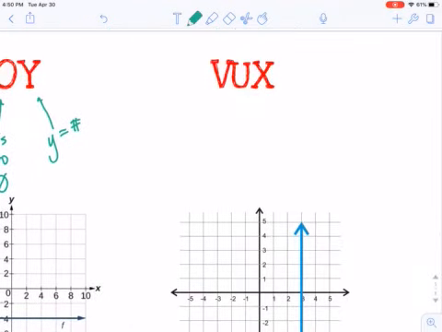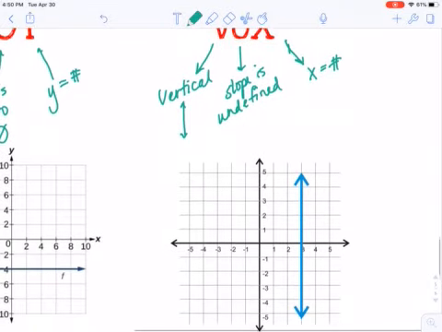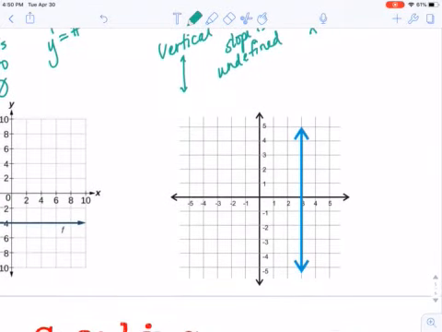Okay, here's another one. VUX, our other type here. The V stands for vertical. Your vertical lines go up and down. The U reminds me that the slope is undefined. And then the X reminds you how to write the equations: X equals a number. Think about your line project and how often you had to write X equals a number for vertical lines. So again, this would be an example of a VUX because it's a vertical line. So my equation would be X equals 3, and my slope is undefined.